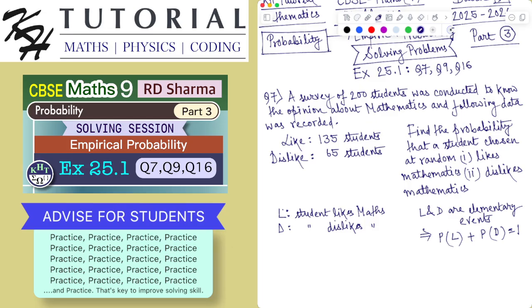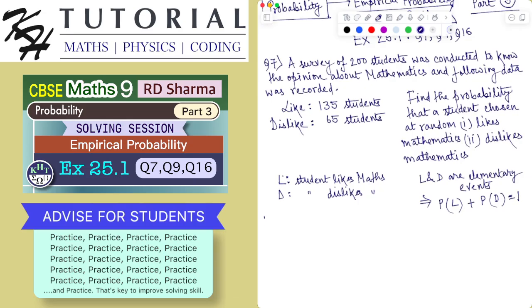Okay. So clearly, what will be the probability of L? What is L? That randomly a student is selected and that the student likes mathematics. And what is event D? Randomly a student is selected and that student dislikes mathematics. So what will be the probability of L? In the given number of trials, the number of trials favorable to the fact that the student likes mathematics is 135, and the total number of trials was 200.